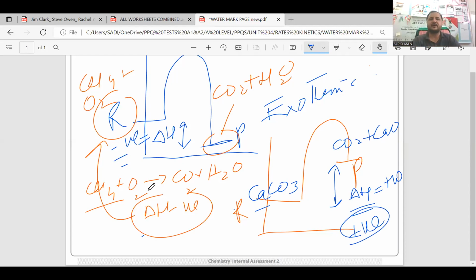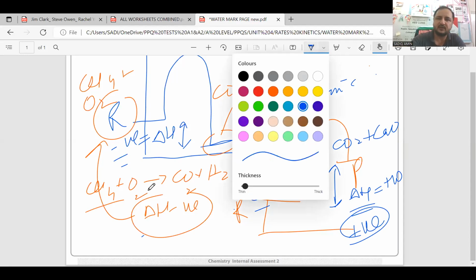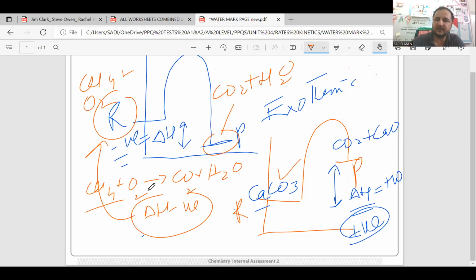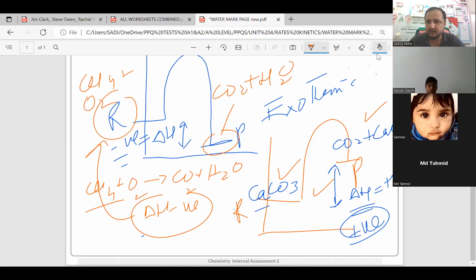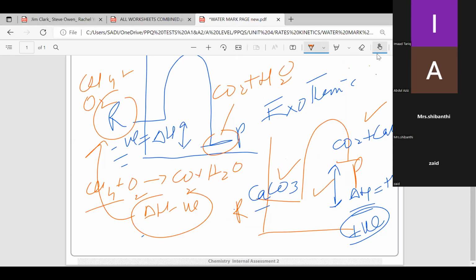Now these energy profiles are very important. You can get 3 marks out of it. 1 mark is for the reactant, the other is for the product, and the other one is for the delta H line, which you're going to show. So that's something very, very important which you need to know.